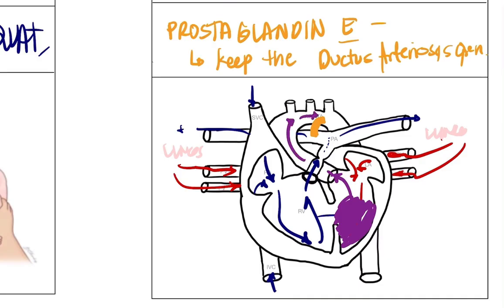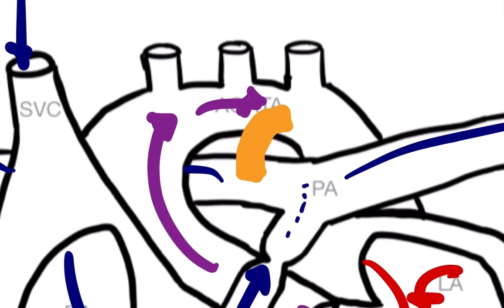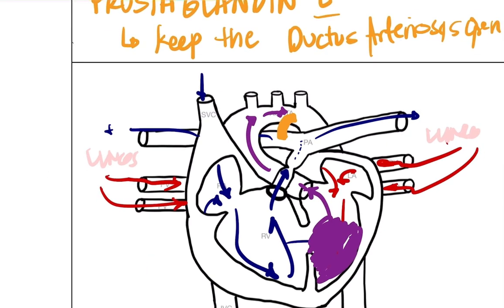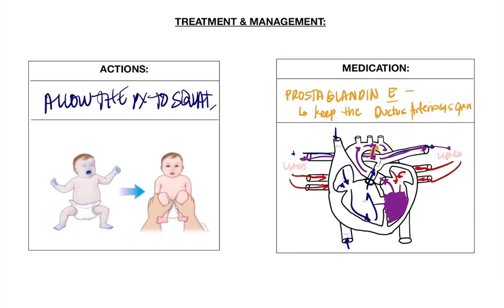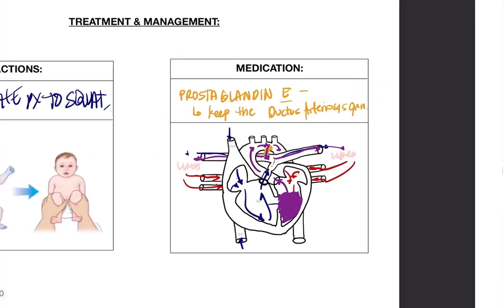What happens when we have this shunt over here is this mixed, semi-oxygenated blood is able to go back into our pulmonary artery, where it can be delivered to the lungs and then get reoxygenated. So that is the role of our prostaglandin E.